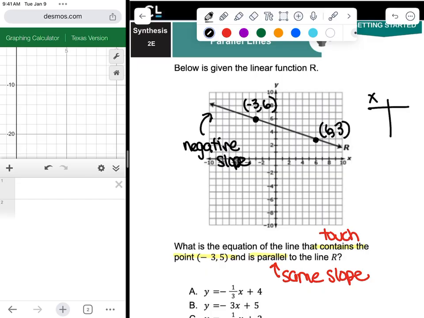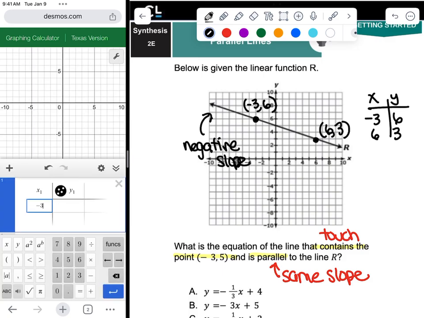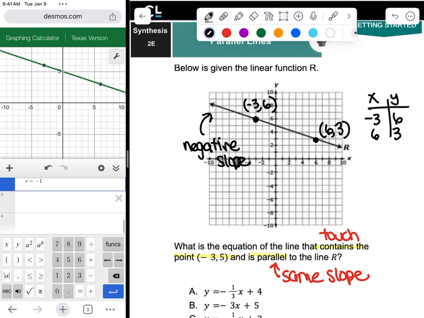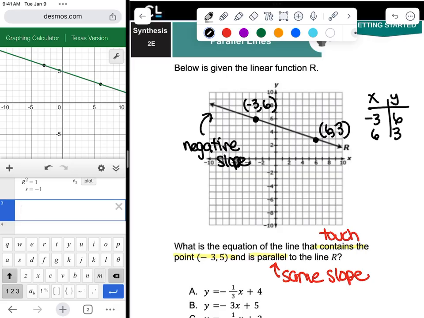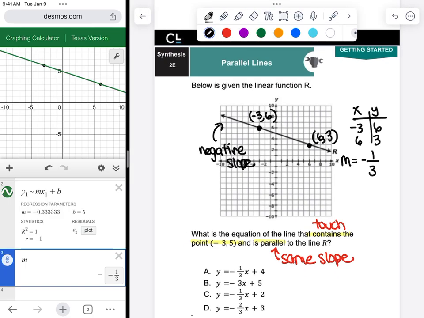So we're going to go like this. Negative 3, 6, 6, 3. Let's head to Desmos, make the table. So negative 3, 6, 6, negative 3. Or sorry, 6, positive 3. Crazy me. Go here, hit this, export it as a custom regression. You're going to type m and make that a fraction. If you're confused about that, go watch the slope video, please. M is equal to negative 1/3.